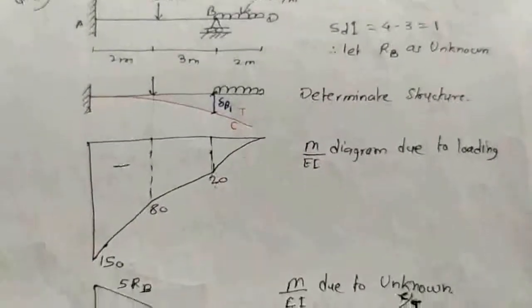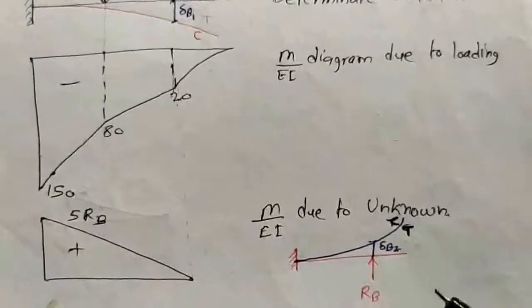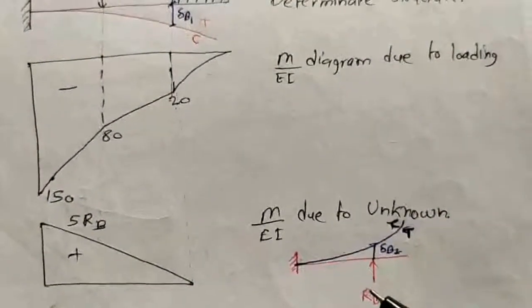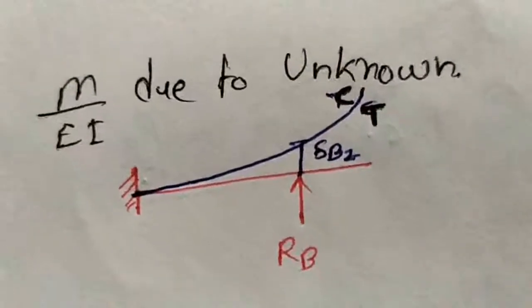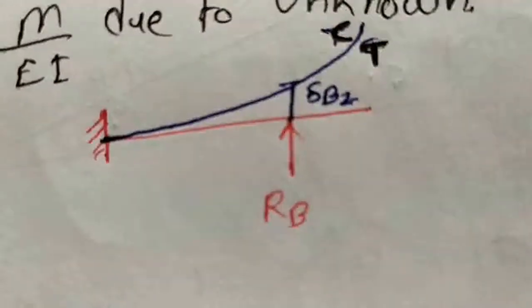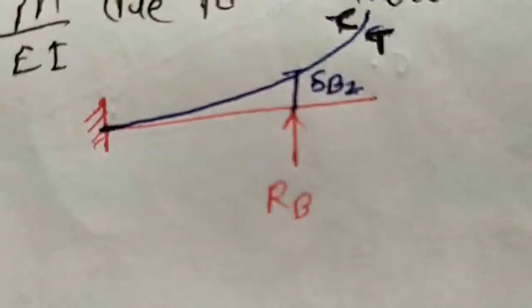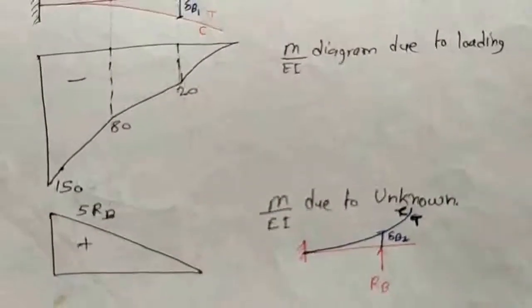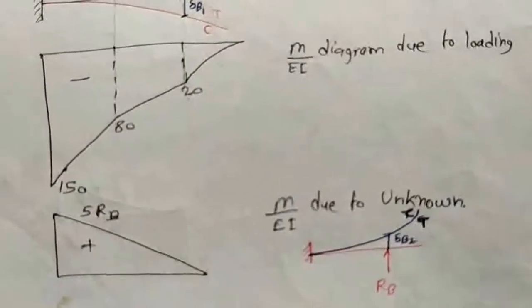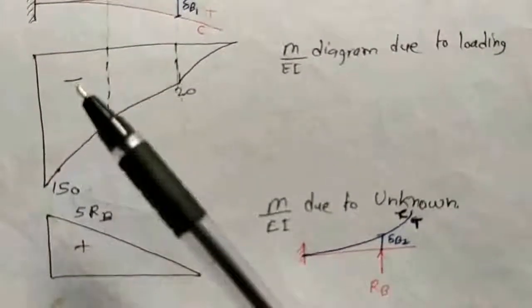Next, we'll draw a diagram for the application of the reaction RB. Just because of application of reaction RB, we are getting this deflected shape. Of course, the top is in compression, so there will be a sagging type of bending moment. That's why I have shown here plus for sagging bending moment, and here I got a hogging moment, that is minus.